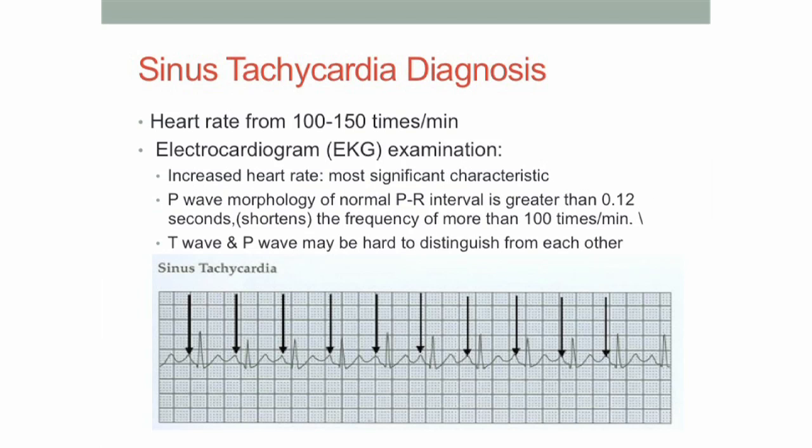Sinus tachycardia diagnosis would be with a heart rate above 100 times per minute. The EKG examination basically shows that there's an increased heart rate, and that's the most significant characteristic. So if you look down at this EKG example, it shows that there are multiple P waves close together in time, and that shows that there is a fast heart rate. And a lot of times with a sinus tachycardia, there'll be T waves and P waves close together, and sometimes those can be hard to distinguish from each other.